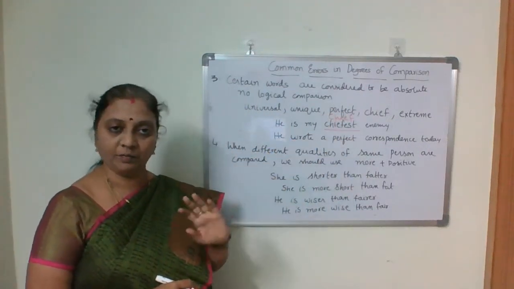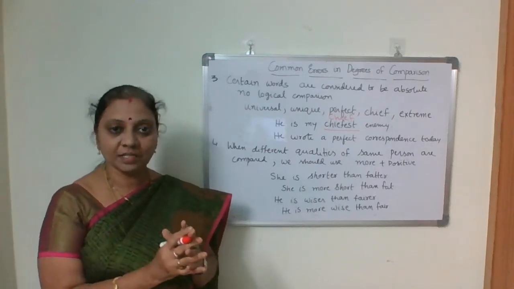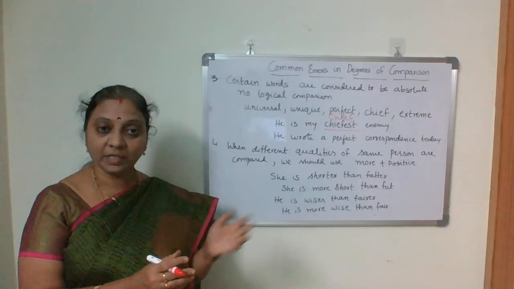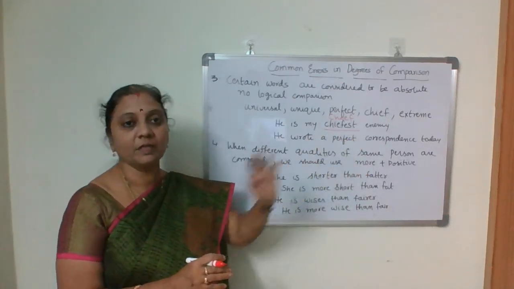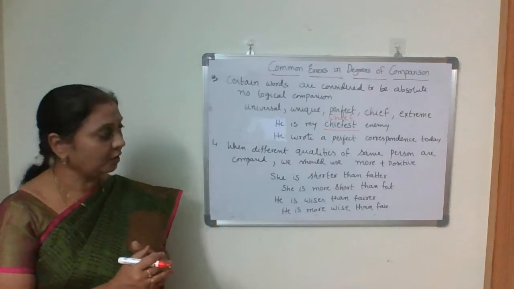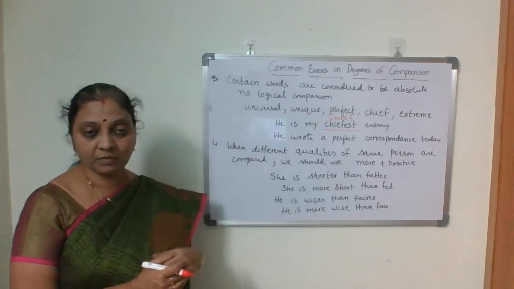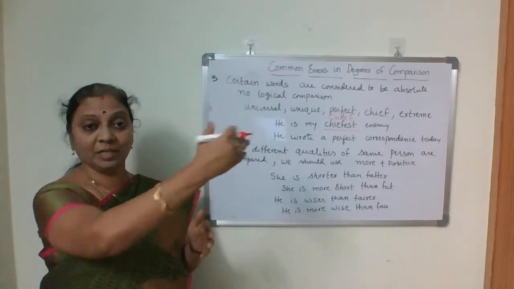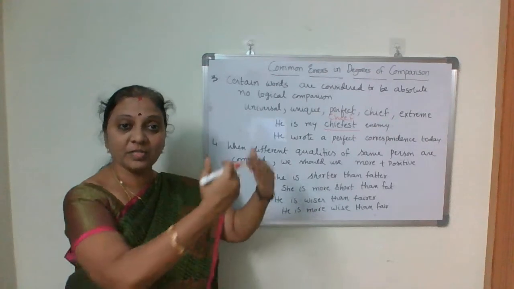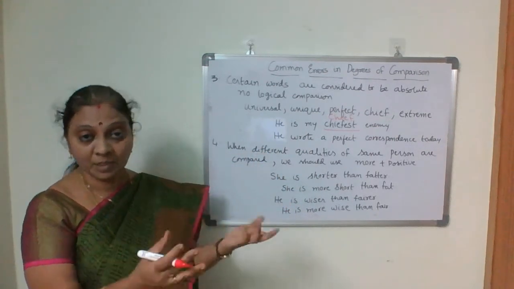He is our chief guest, we always say. Chiefest guest, we never say, or chiefer guest. Only chief enemy. Chief takes no ER or EST form. Similarly, universal, unique and perfect are absolute words. There are no other degrees, no logical comparison, not possible, because those words are absolute words.